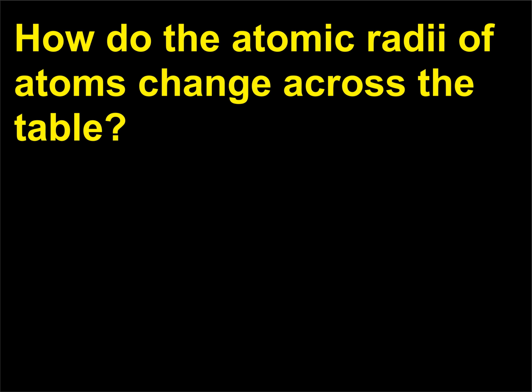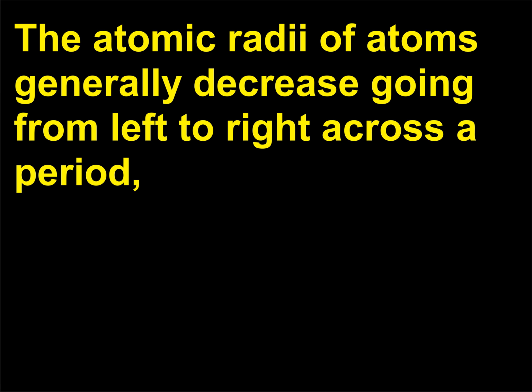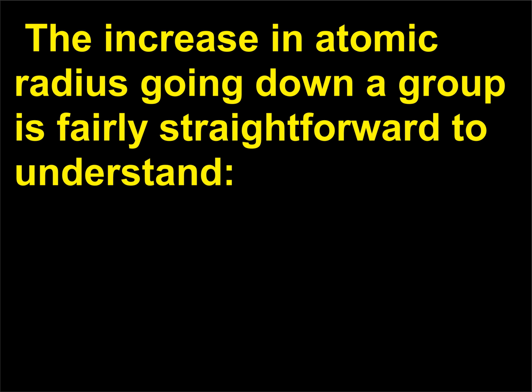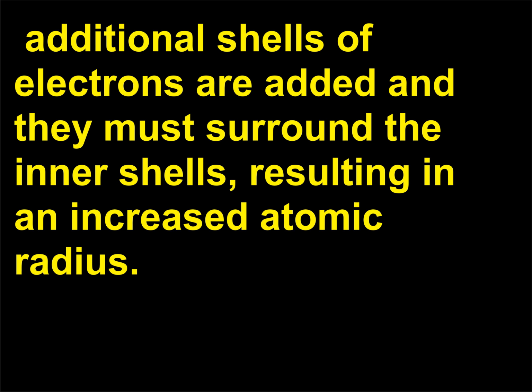How do the atomic radii of atoms change across the table? The atomic radii of atoms generally decrease going from left to right across a period, and increase going top to bottom down a group, see graphic on next page. The increase in atomic radius going down a group is fairly straightforward to understand. Additional shells of electrons are added and they must surround the inner shells, resulting in an increased atomic radius.